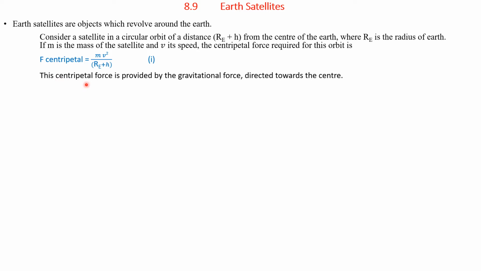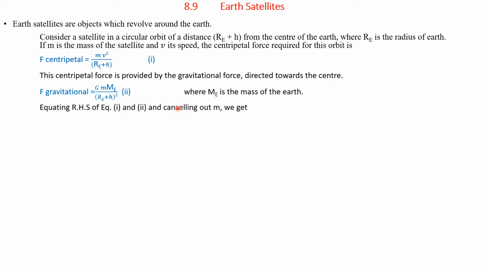This centripetal force is provided by the gravitational force which is directed towards the center. Therefore, F gravitational is given by the relation F gravitational is equal to G into m into capital ME divided by Re plus h whole square. Here capital G is the gravitational constant, small m is the mass of satellite, capital ME is the mass of Earth and Re is the radius of Earth plus h is the height of satellite above the surface of the Earth. Let it be equation 2.